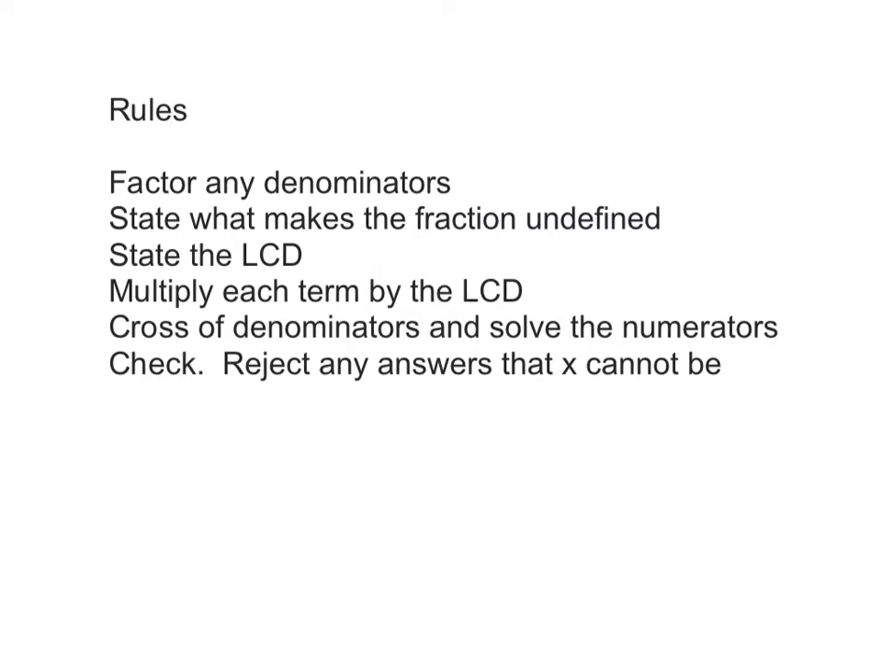Okay, number 1, let's go ahead and number them. We're going to factor any denominators. 2, we're going to state what makes the fraction undefined. 3, we'll state and identify the least common denominator. 4, we'll multiply each term by the least common denominator. We'll cross off the denominators and solve the numerators. And then the big bear, of course, is to check and reject any answers that x cannot be.